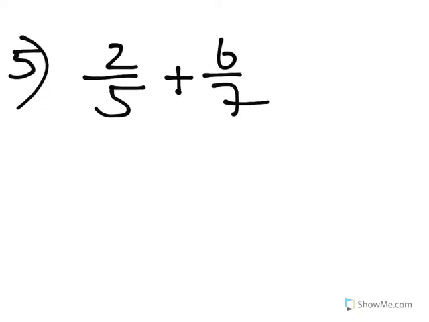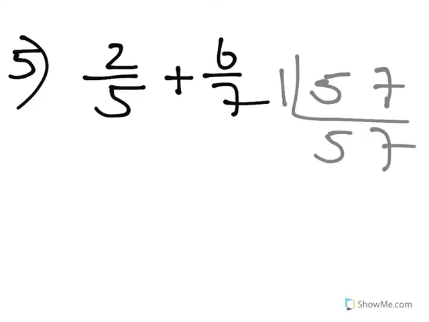Okay, number 5, you have adding fractions. Now I need to find a common denominator for that. So I put it in my sled, and I'm going to find the least common multiple. Well, the only thing that goes into 5 and 7 is 1. So I'm going to multiply 1 times 5 times 7, and I get a denominator of 35.